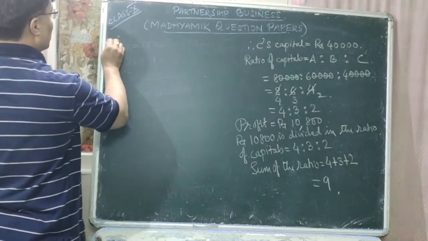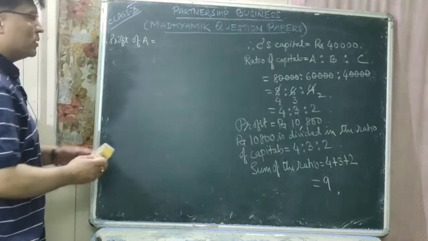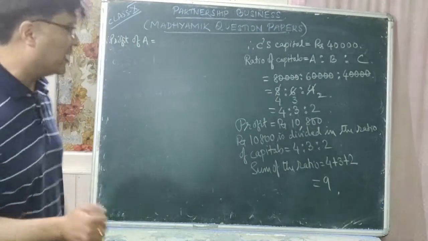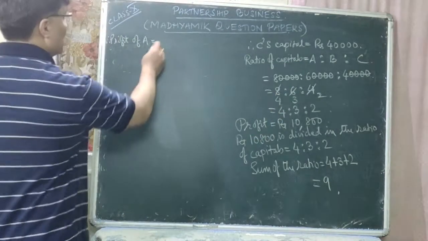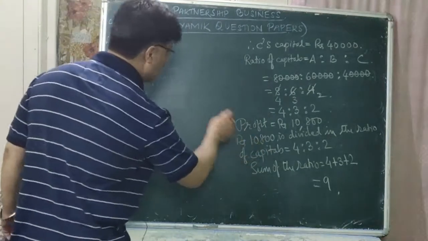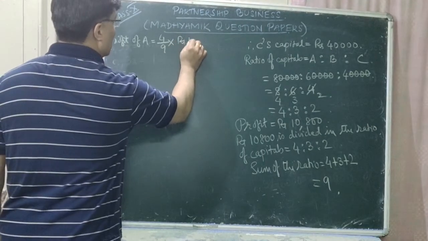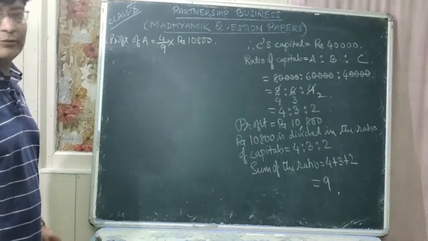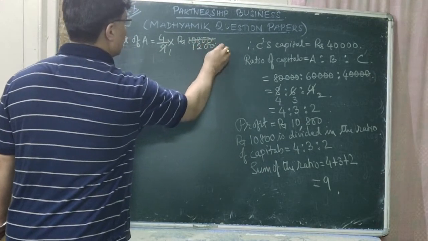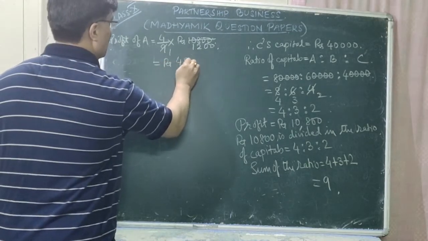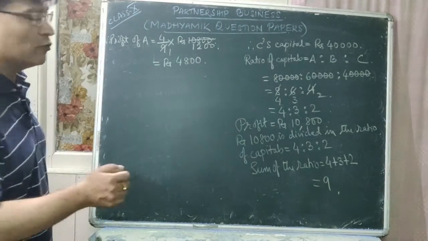So therefore, what is the profit of A? In this case, A's equivalent number here is 4. It is 4 divided by the sum of the ratio, 9, into the total profit, rupees 10,800, right? So you can cancel it. 9 ones are 9, 9 twos are 18, 00, which is equal to rupees 4,800. That is, the profit of A is equal to rupees 4,800.